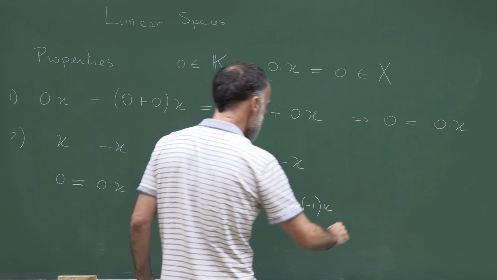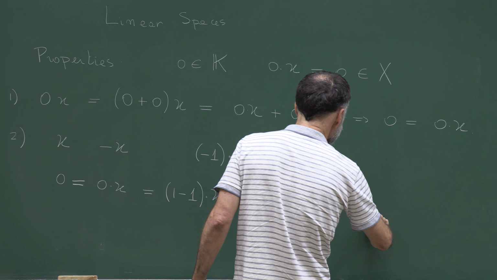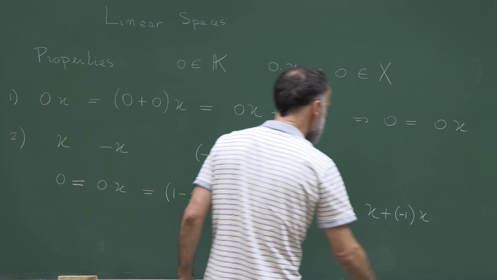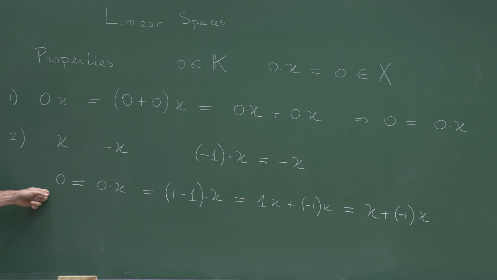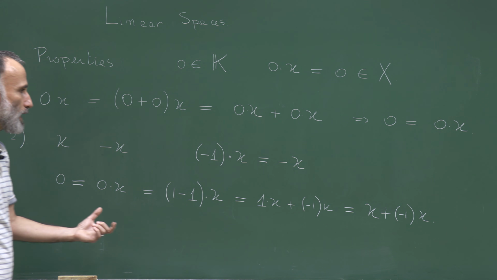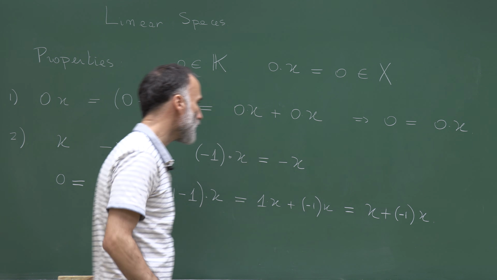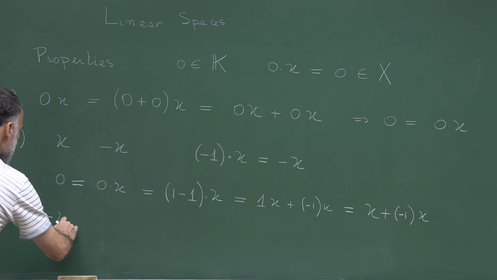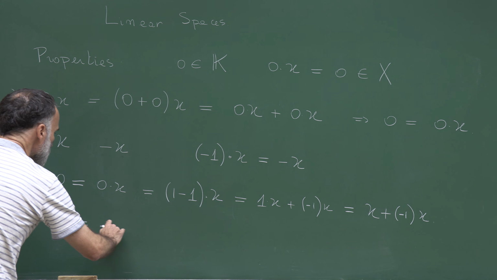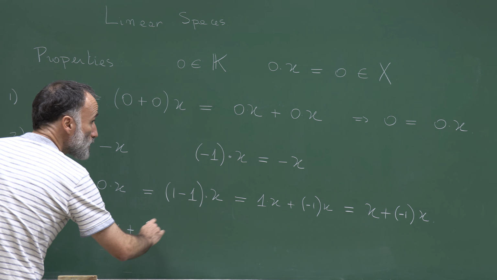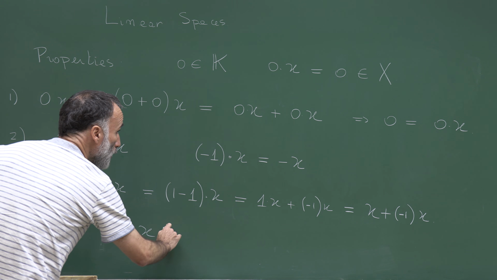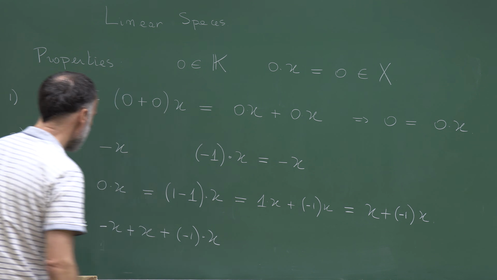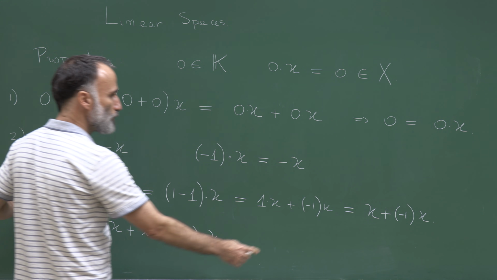This is the neutral element, so this is x plus minus 1 times x. This is equal to 0. So if now I sum the inverse element to x on both sides, I get minus x equal to minus x plus minus 1 times x, right? So this follows from this identity.